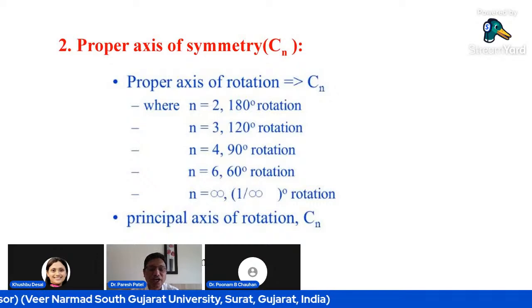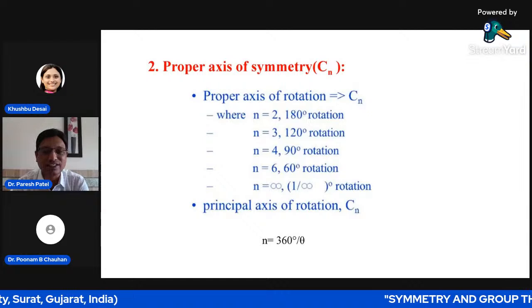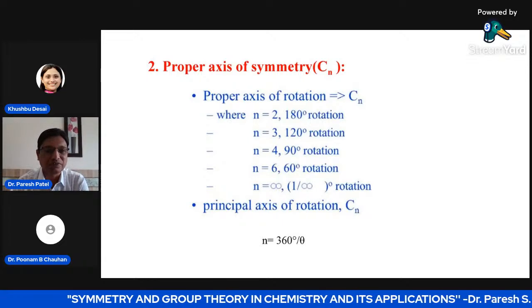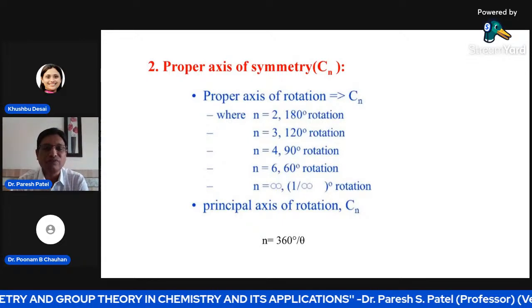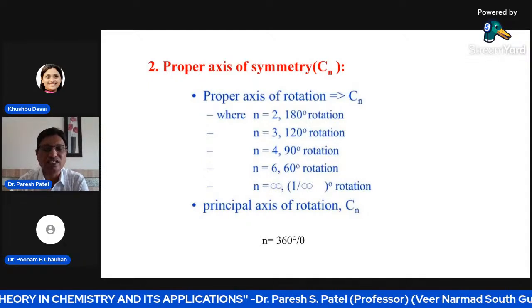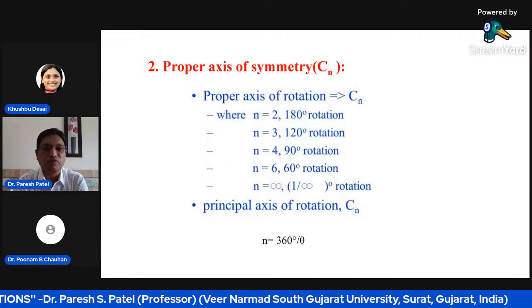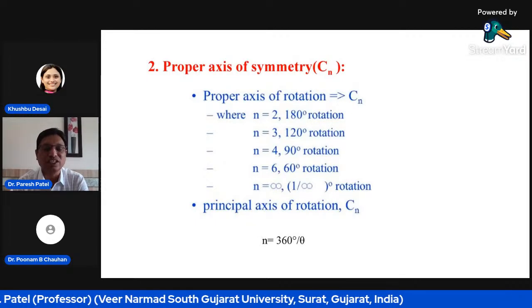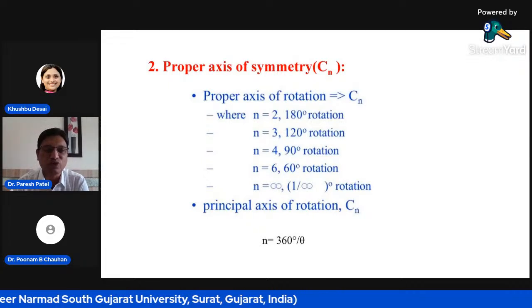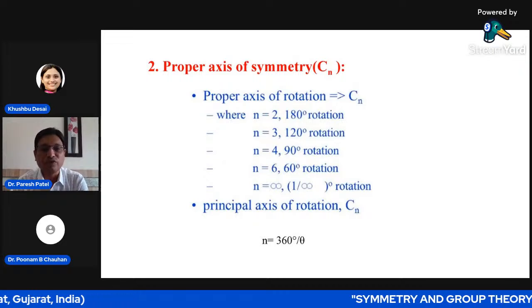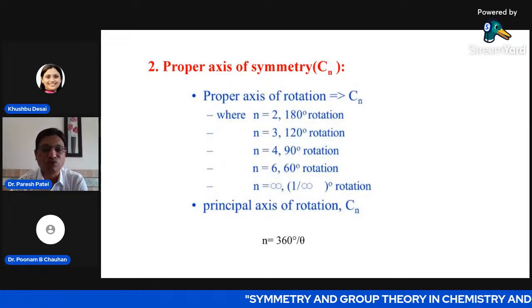We have to imagine an axis, and with the help of that axis we rotate the molecule to get the equivalent orientation position. It means we can find n from theta. If theta is equal to 180, then n is equal to 2. If we rotate the molecule by 120, then n is equal to 3. If we rotate by 90 degrees, n is equal to 4, and if we rotate by 60, n is equal to 6.